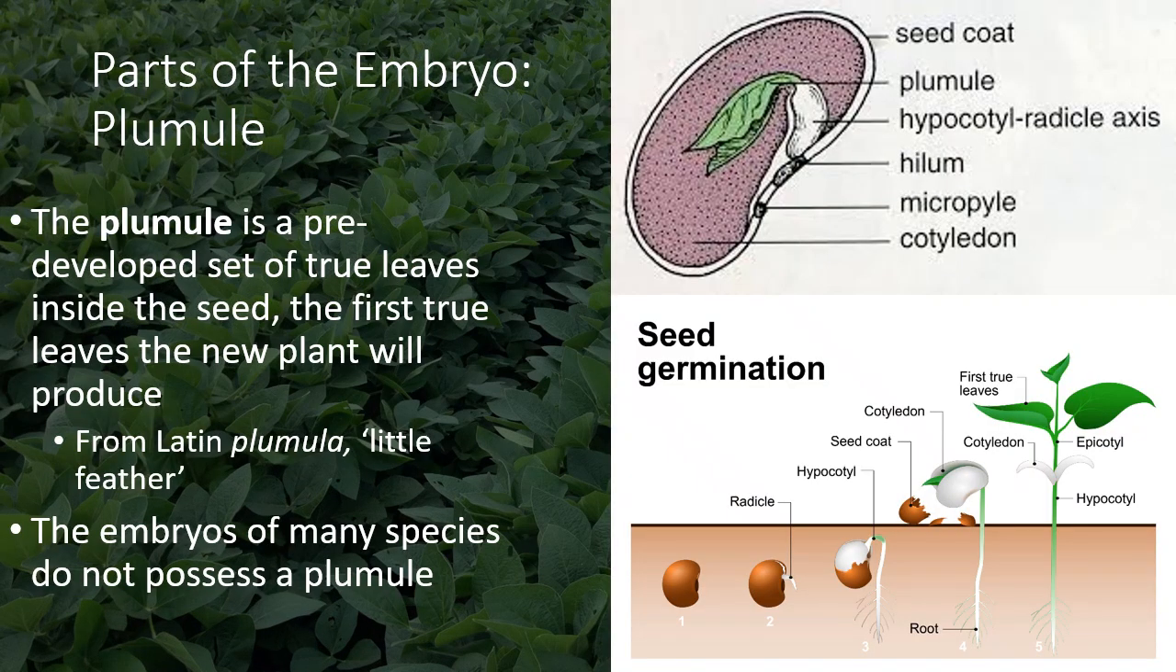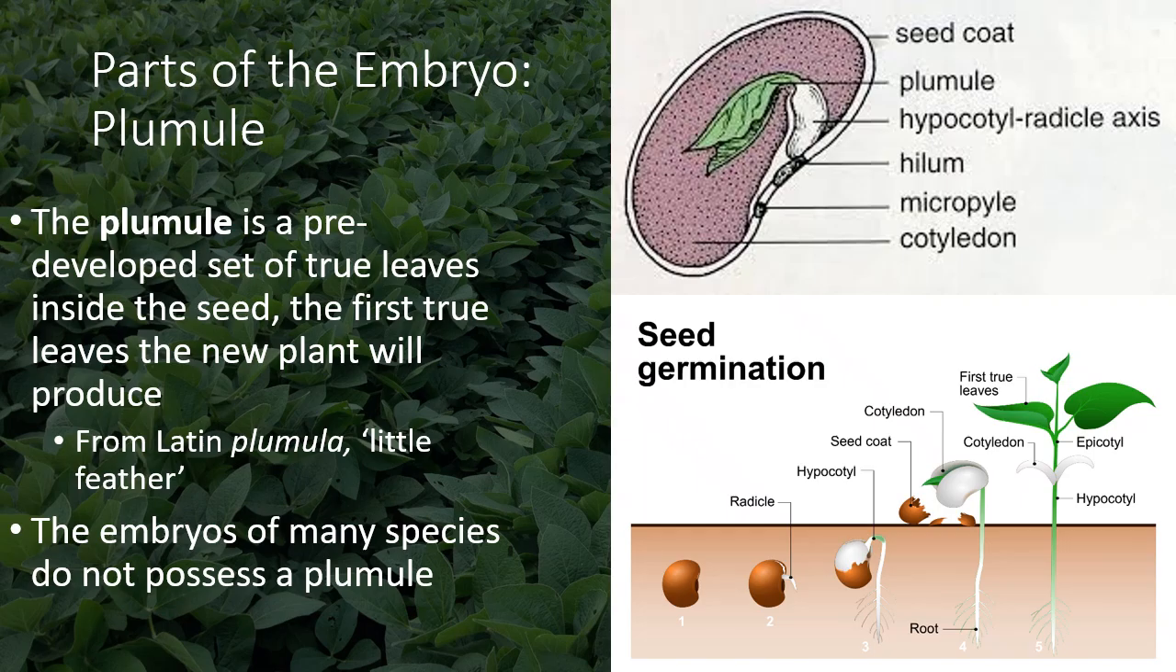The plumule, like the epicotyl, is not present in all seeds. But where it is present, the plumule is a pre-developed set of true leaves inside the seeds, and it will become the first true leaves the new plant will produce. Beans have a pretty well-developed plumule that you can actually see with the naked eye if you dissect a bean. And that comes from the Latin word plumula, which means a little feather.